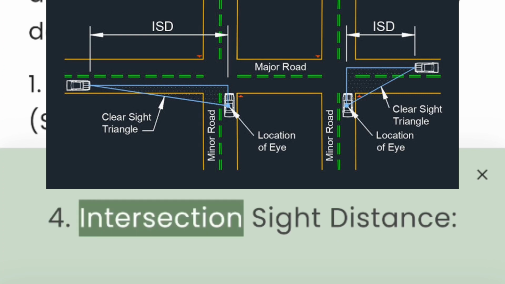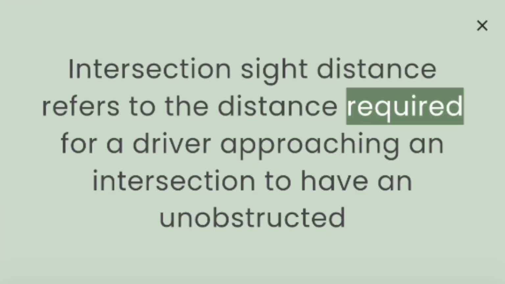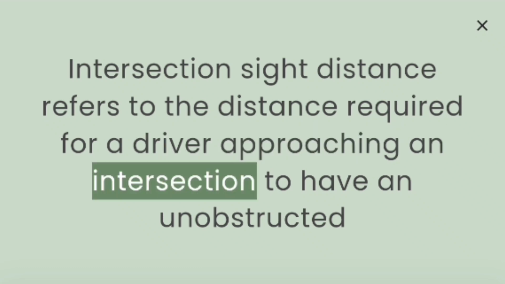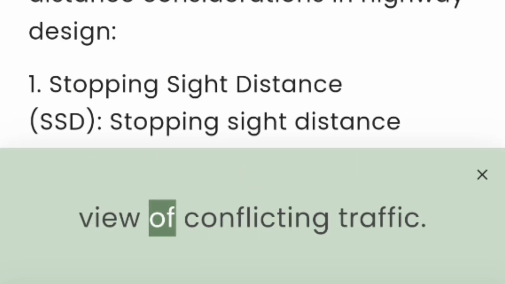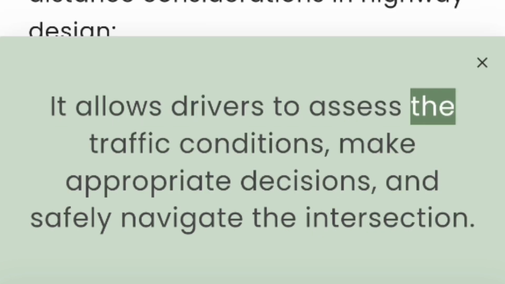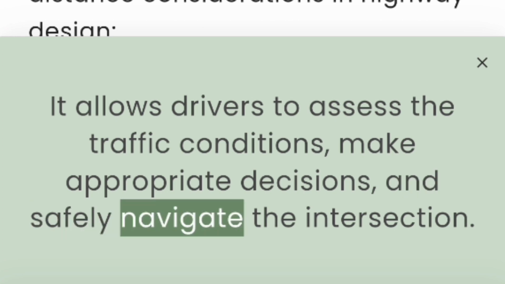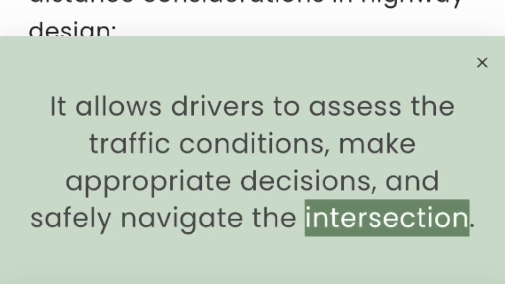4. Intersection sight distance. Intersection sight distance refers to the distance required for a driver approaching an intersection to have an unobstructed view of conflicting traffic. It allows drivers to assess the traffic conditions, make appropriate decisions, and safely navigate the intersection.